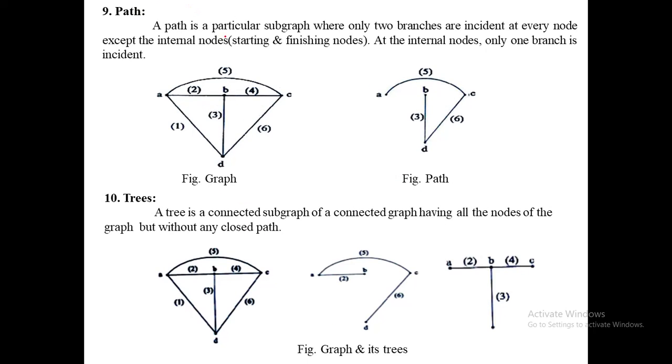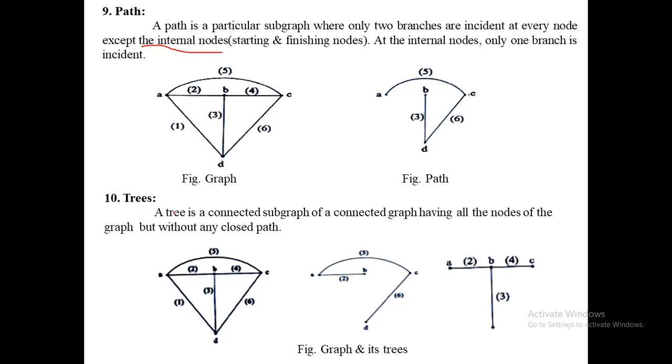Path. A path is a particular subgraph where only 2 branches are incident at every node except the end nodes. Here the starting and ending nodes have only a single connection, and the remaining nodes have 2 branches at the intersection. The starting and ending nodes having a single connection is called a path. A path does not contain any closed path. This is the open path, open loop.